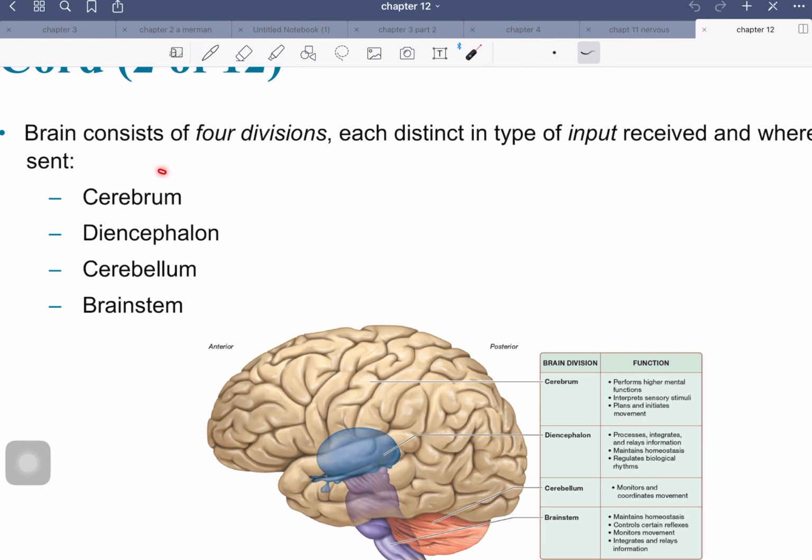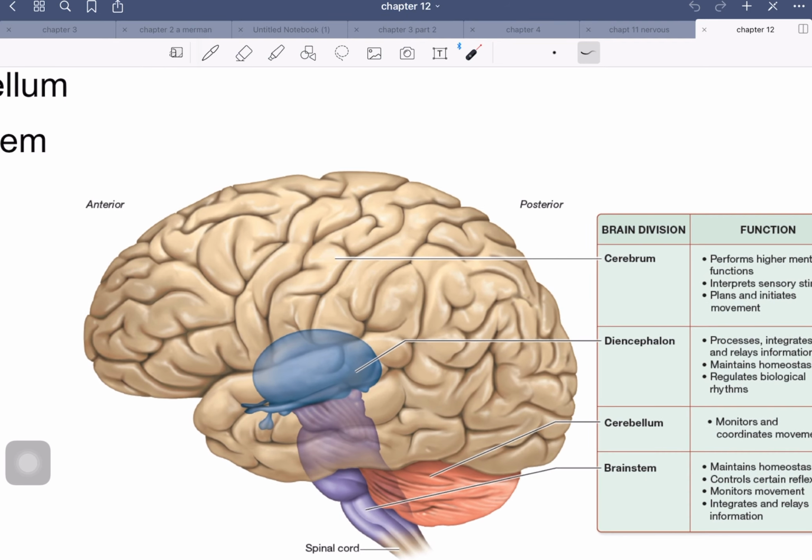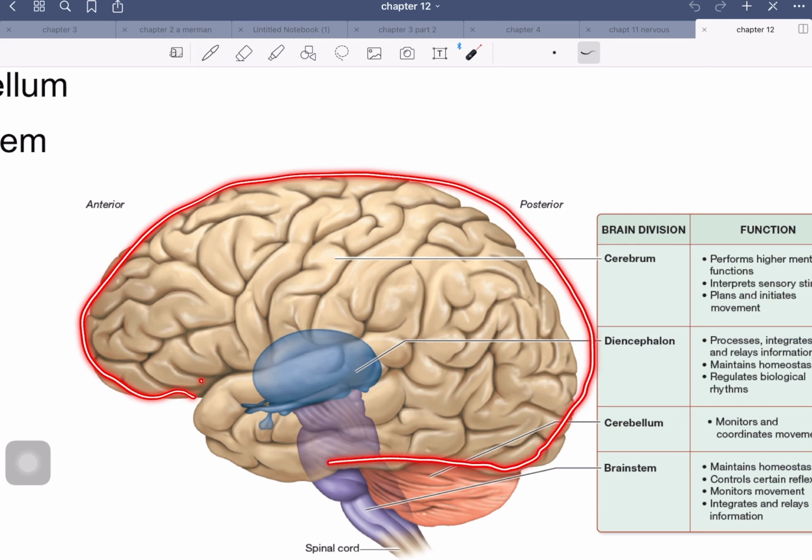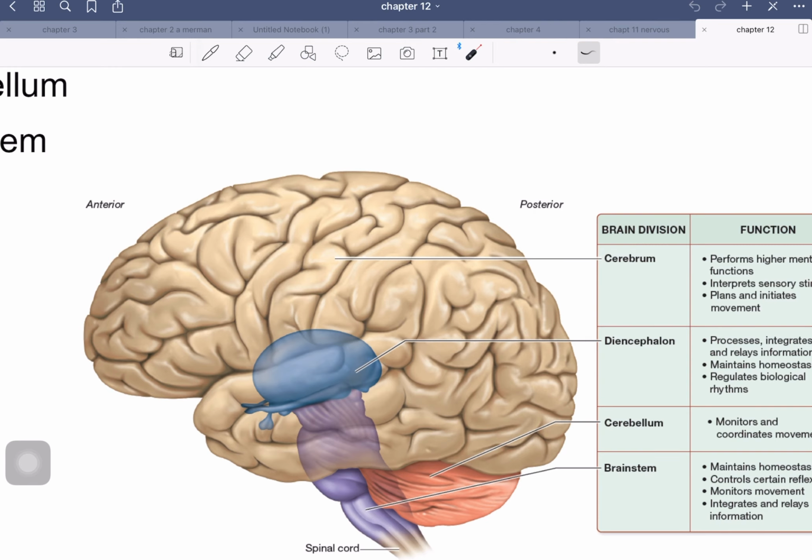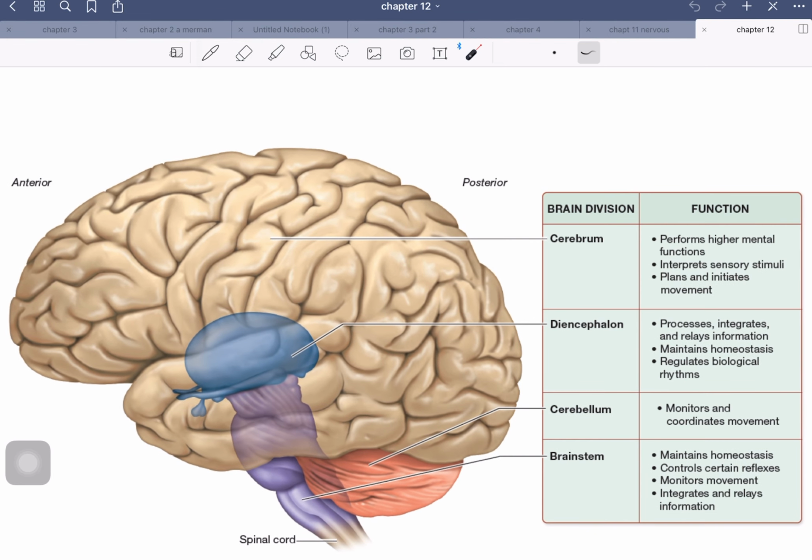So we have part one, which is the cerebrum. And the cerebrum is what you see here in the brown gray. So you can see this is all cerebrum right up here. It's that sort of grayish brown material. And we can see that it has ridges and folds, sulci and gyri. We'll see that's what they're called. Now, just as a quick snapshot, in a very large way, what are the major functions of the cerebrum? They perform higher mental functions. They interpret sensory stimuli, and they help to plan and initiate motion.